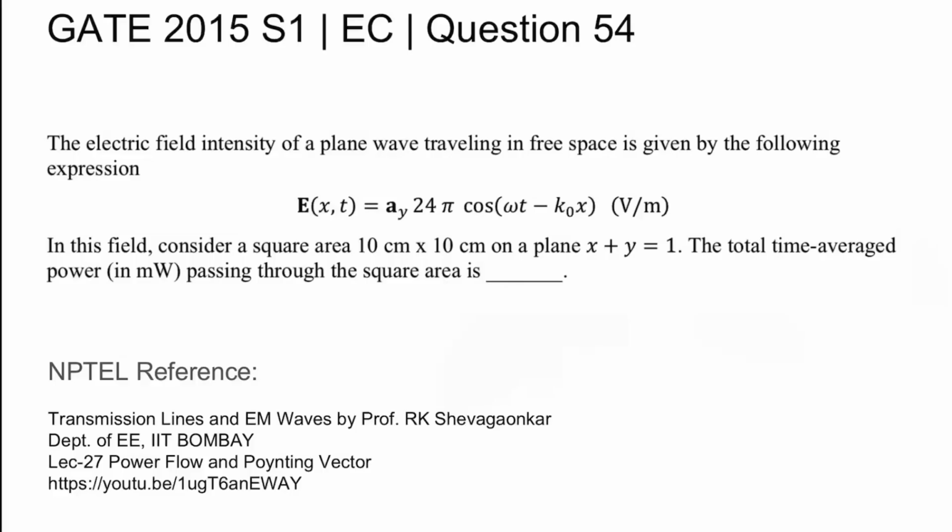GATE 2015, Set 1, EC, question number 54. The electric field of a plane wave traveling in free space is given by the following expression: E = ay 24π cos(ωt − k₀x) volts per meter. In this field, consider an area 10 cross 10 centimeter square on the plane x + y = 1. Then the total time-averaged power in milliwatts passing through that square area is being asked.